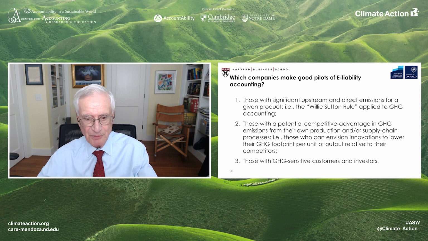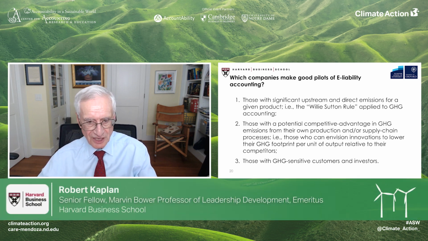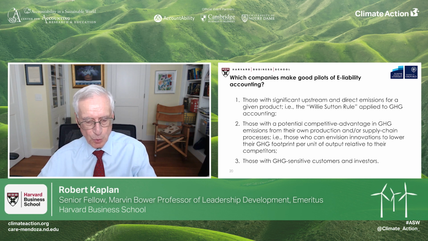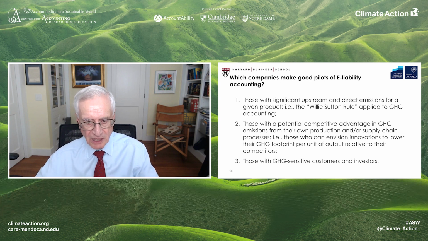If those of you academics want to get into this, where should you be looking? We talked about the Willie Sutton rule. Find out where there's a lot of scope 1 emissions, either in your own operations or in your supply chain, and look for where the innovations are coming. Organizations that can produce the same output with a 30 or 40% lower greenhouse gas footprint, in their own operations and supply chain, gain a competitive advantage, particularly if they have GHG sensitive customers and investors.